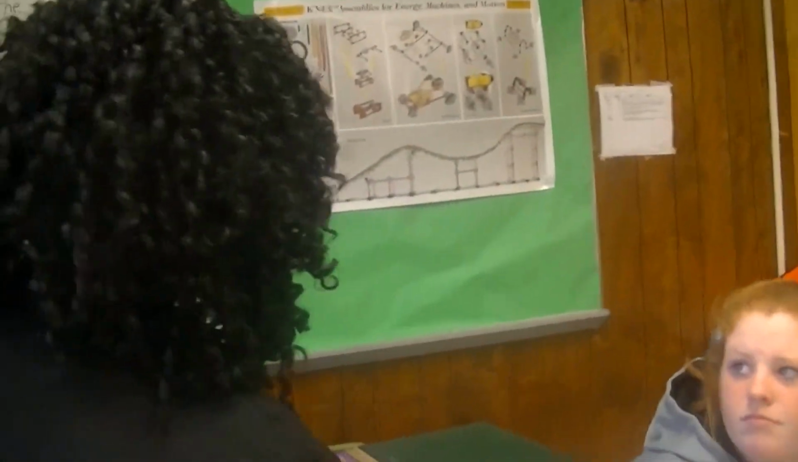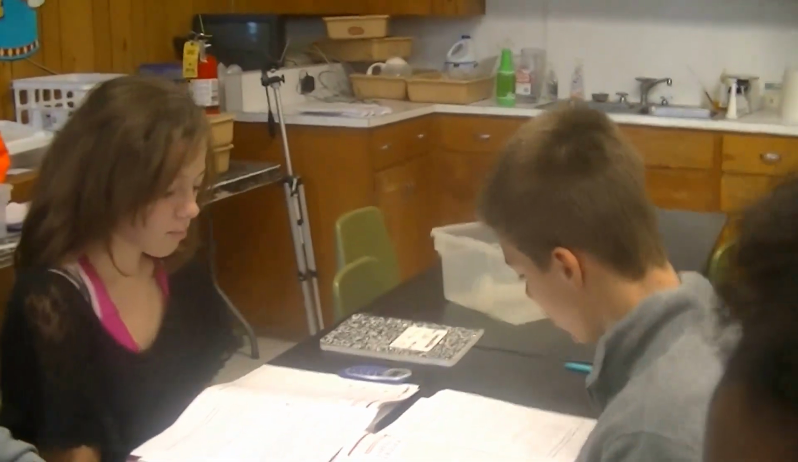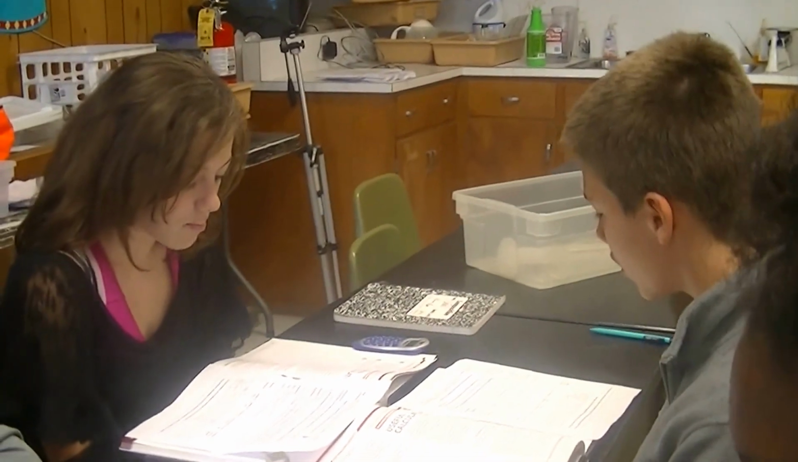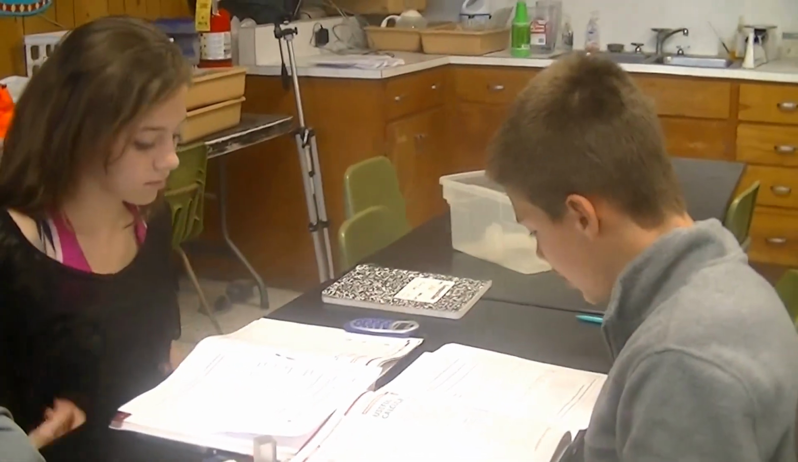Hello, guys. Over here. I'm going to talk to everyone. You know, we came up with the hypothesis here. We started off, if we measure the volume of 4 blocks, then... because. What was your then and because? If we measure the volume of 4 blocks, then the aluminum will be more dense than the other blocks because it's metal. Okay, say it one more time so I can hear you very clearly. If we measure the volume of 4 blocks, then the aluminum will be more dense than the other blocks because it is metal. Okay. Not bad. We're gonna see if that works out.